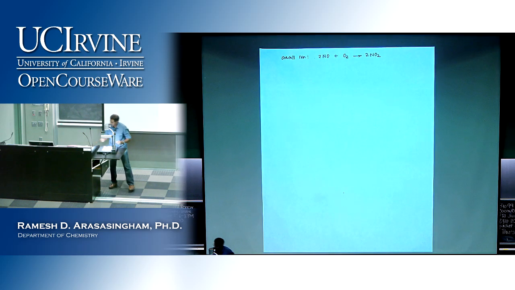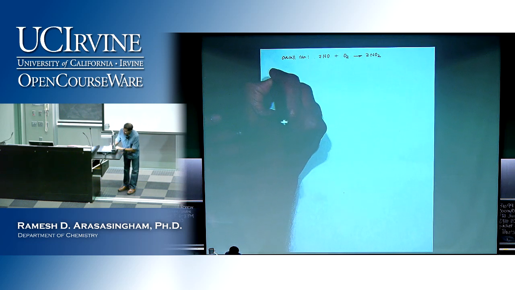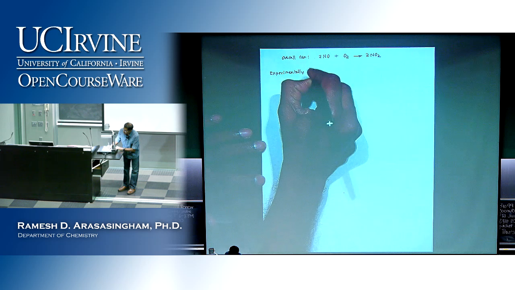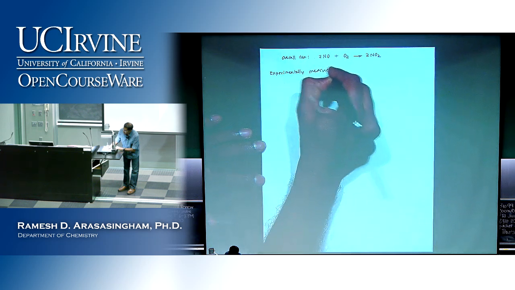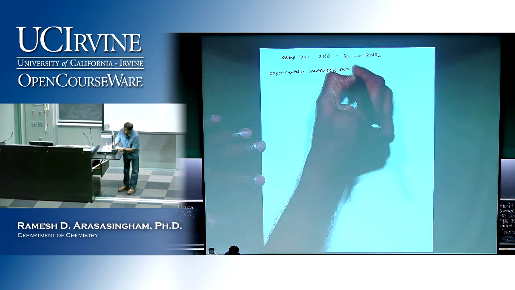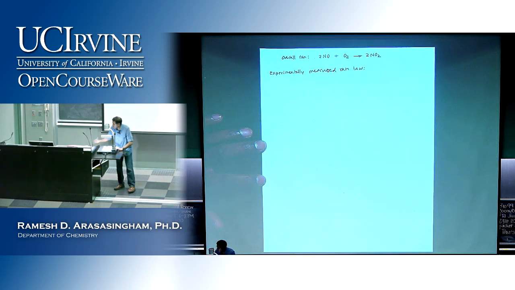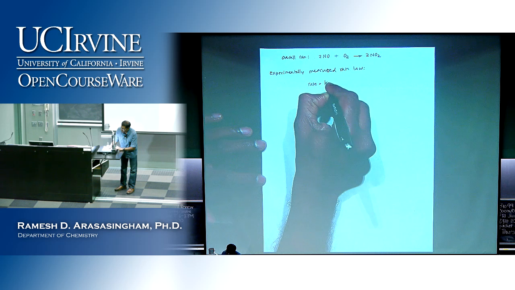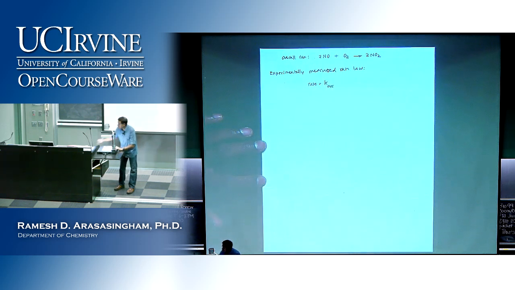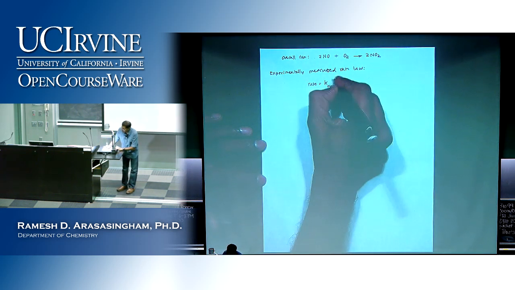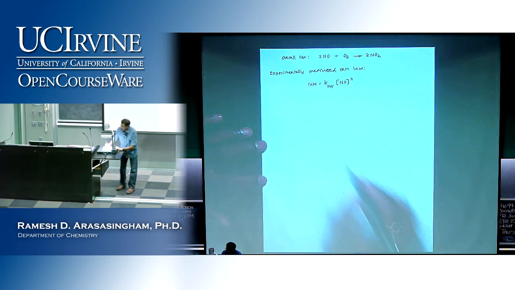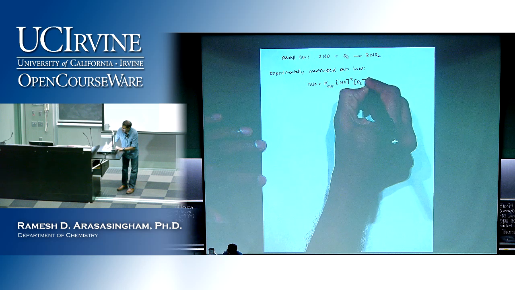And the experimentally measured rate law is rate equals K observed. This is the rate constant that we observe experimentally, is second order in NO and first order in O2.